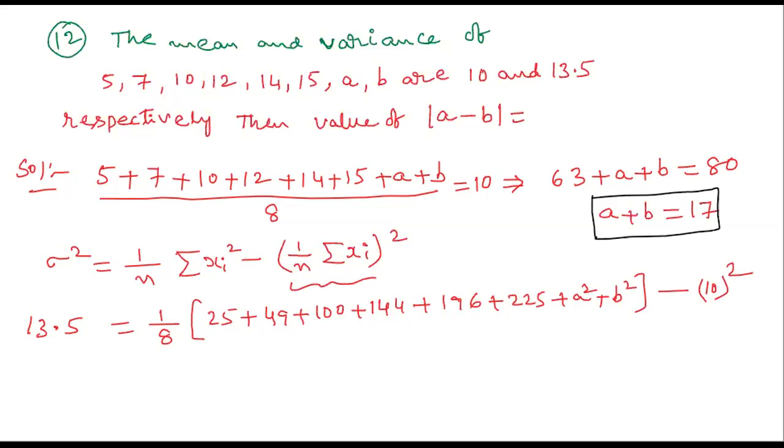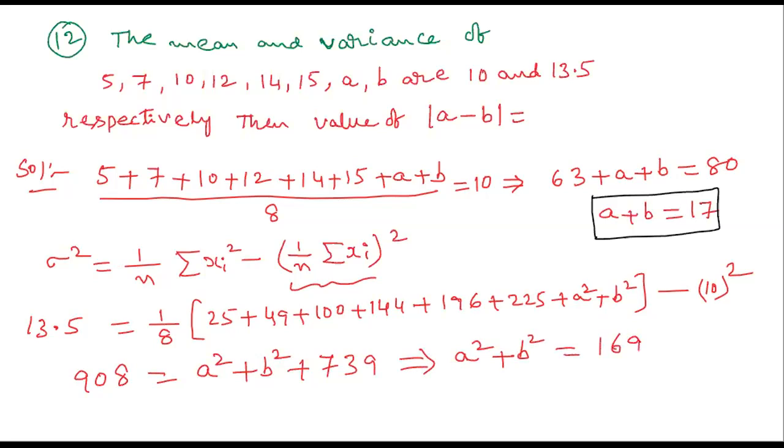Now do the calculation completely. We get 908 is equal to a square plus b square plus 739. Now finally what is the a square plus b square value? That is 169. So we got a plus b and a square plus b square also.